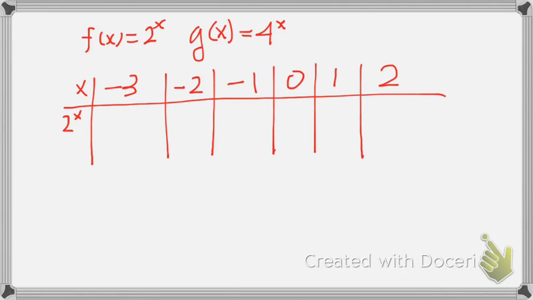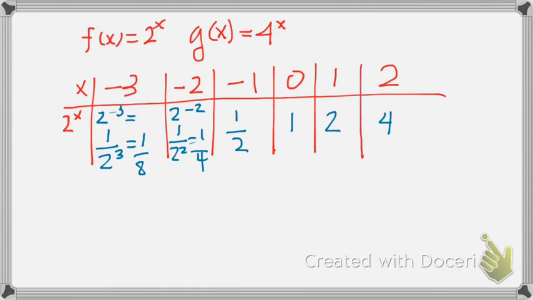Let's look at the function f of x is equal to 2 to the x. So if we're plugging in numbers, for negative 3, we'll have 2 to the negative 3. And what do we know about 2 to the negative 3? When we have a negative exponent, we can make it positive by putting it in the denominator. And so we have 1 over 2 to the 3, which is 1/8. So when we get 2 to the negative 2, it's 1 over 2 to the second, which is 1/4. And likewise, we can continue plugging into the function, and we'll get these values here.